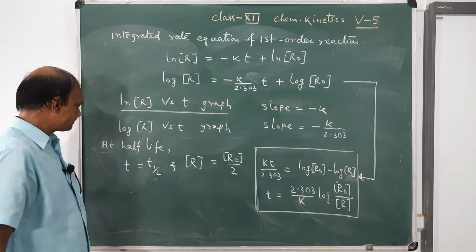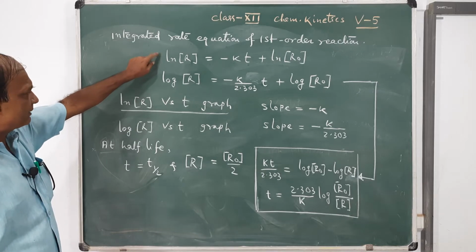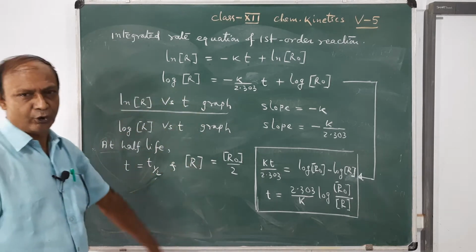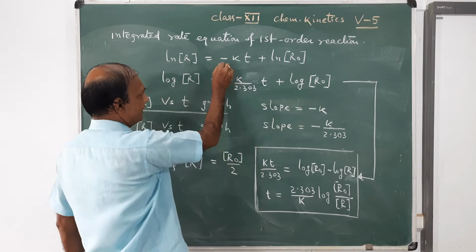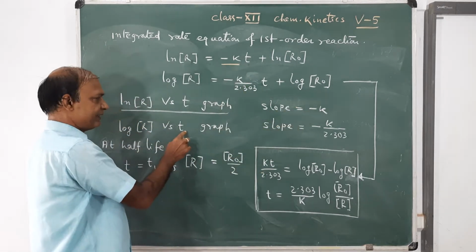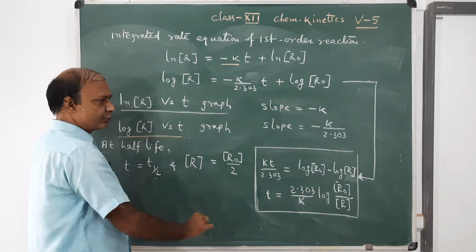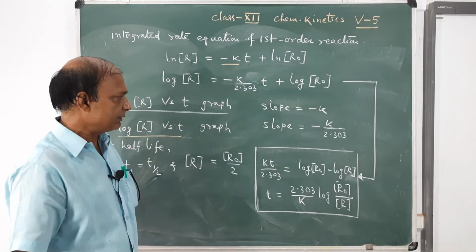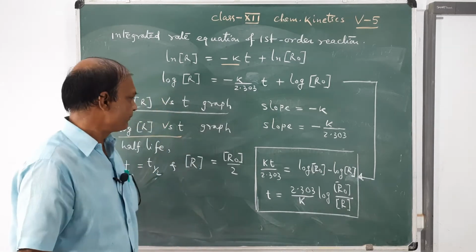Now let's see, as you know, in this equation, if you plot a graph of ln R versus T, it's a negative slope equal to minus k. Here it is clear, slope equals minus k. And if we plot a log R versus T graph, the slope equals minus k by 2.303. As you know, k is the rate constant for first order reaction.